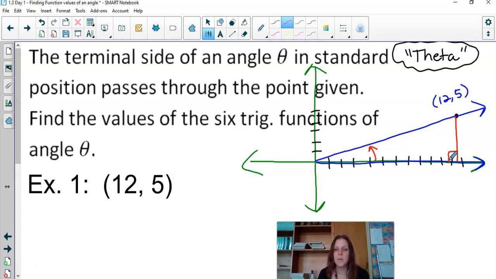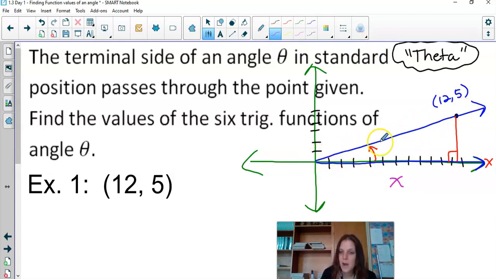And I can label the sides. And when you drop a perpendicular, you always go towards the x-axis. This is our x-axis, and you're always going to go towards the x-axis. Okay, so if that's the x-axis, that means this is my x side.